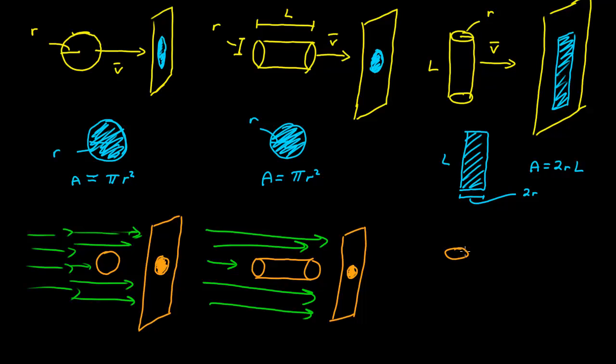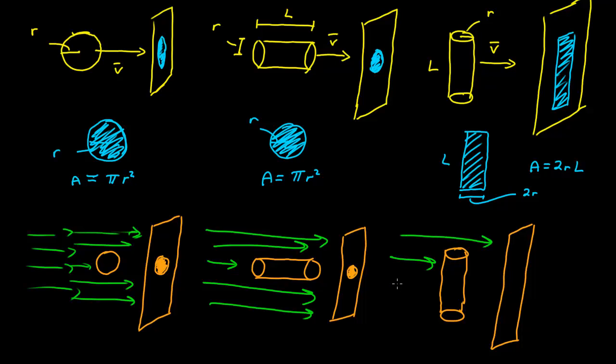And just for completion's sake, if we look at our last cylinder, screen, light, and then shadow is equal to the cross-sectional area. And so you can look at it any of these ways, but that is how we determine the cross-sectional area for a three-dimensional object that's traveling with a velocity v.